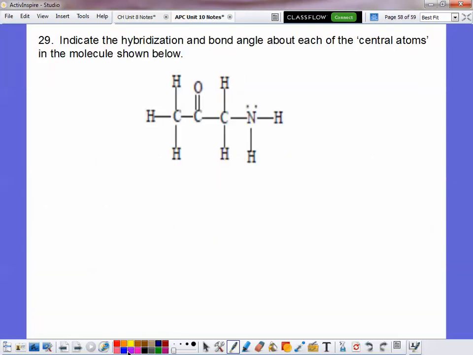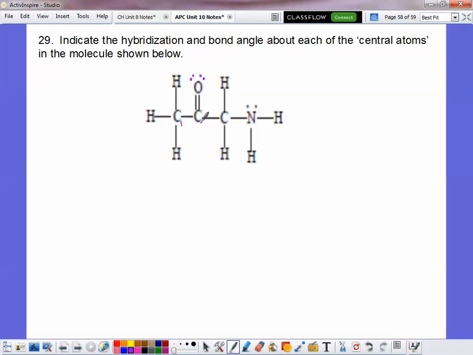Let's do one more. So this one, we're missing lone pairs on the oxygen. And I couldn't find a better drawing of this one on the internet, so it's a little fuzzy. But looking at this one, we're going to indicate the hybridization and bond angle about each of the central atoms in the molecule shown below. My central atoms are going to be carbon, carbon, carbon, and nitrogen.